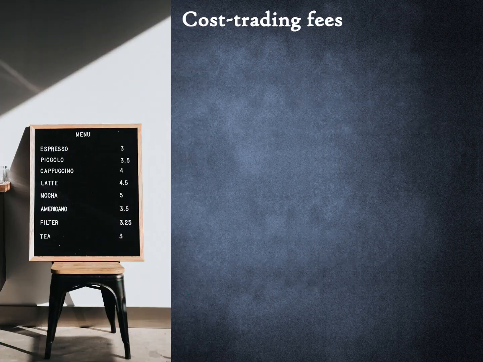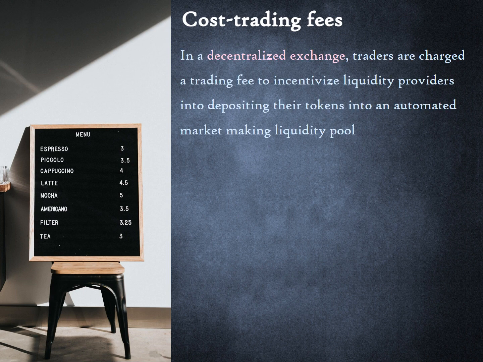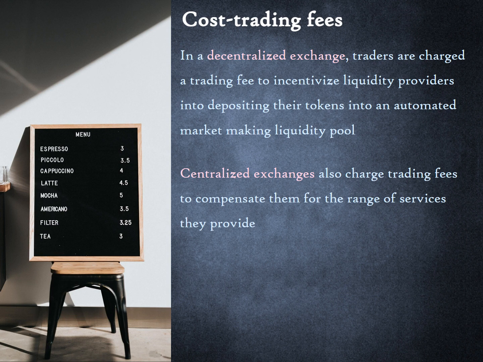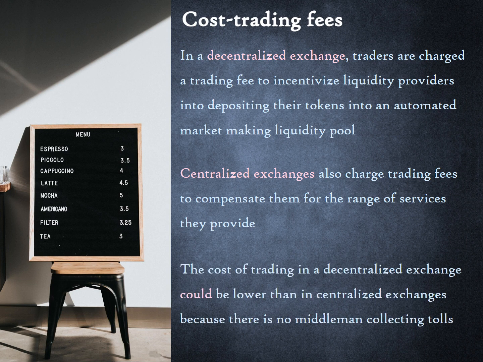We can compare the cost of a decentralized and a centralized exchange. In a decentralized exchange, traders are charged a trading fee to incentivize liquidity providers into depositing their tokens into an automated market-making liquidity pool. Centralized exchanges also charge trading fees to compensate them for the range of services they provide, of which market making could be a component. The cost of trading in a decentralized exchange could be lower than in centralized exchanges because there is no middleman collecting tolls. However, this may not always be true.